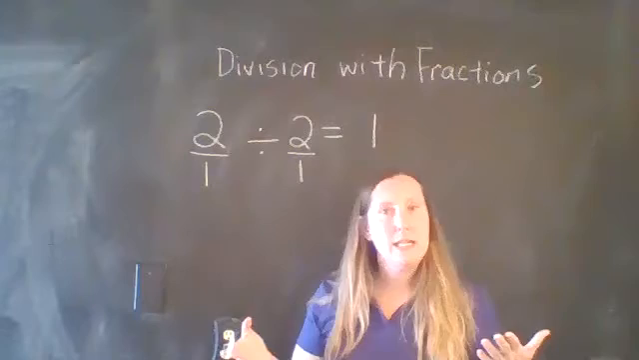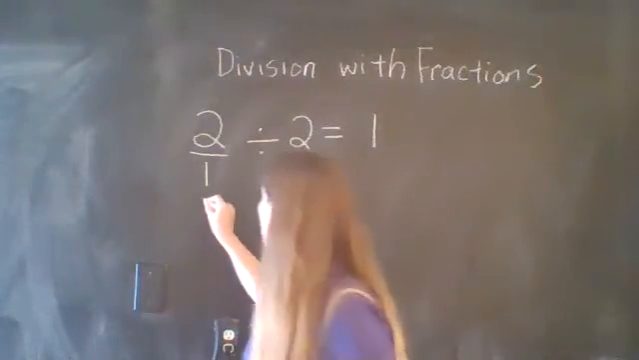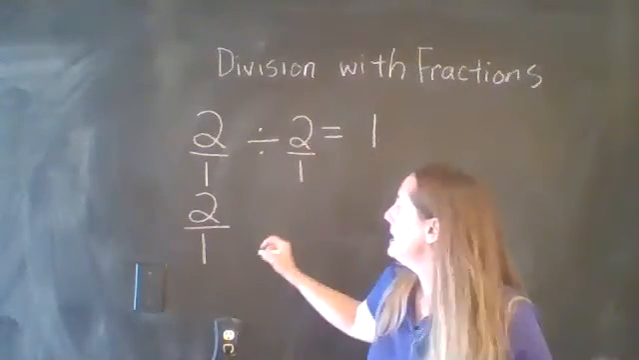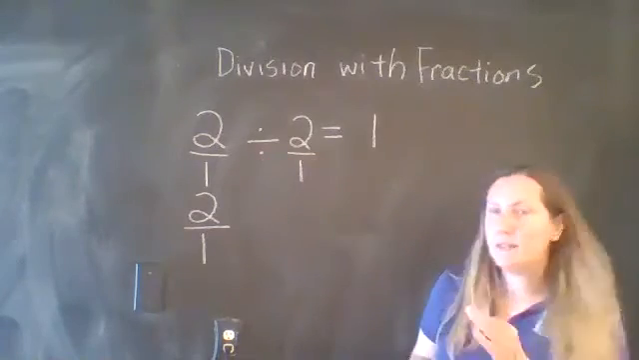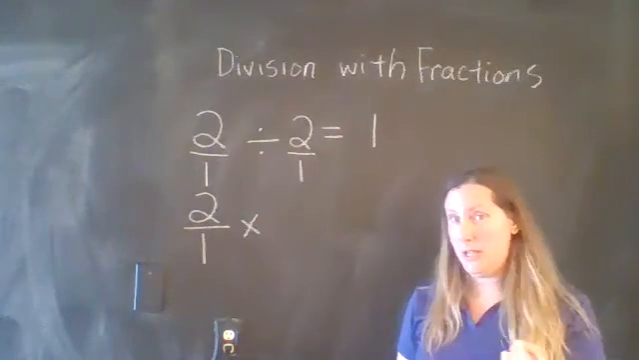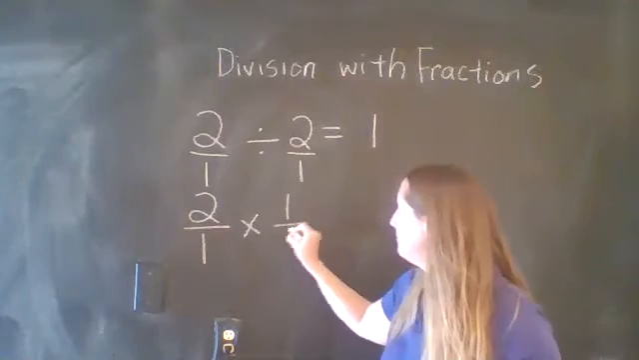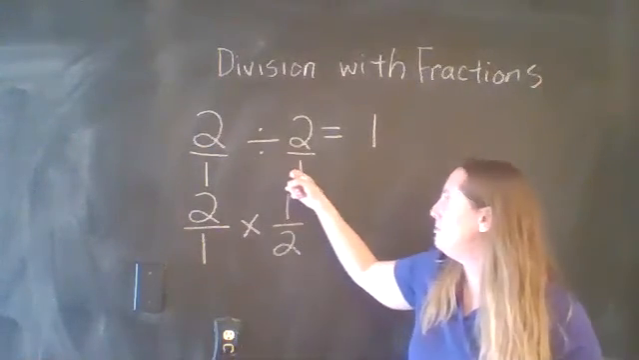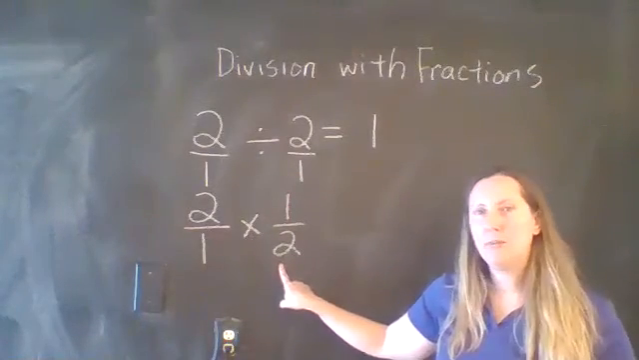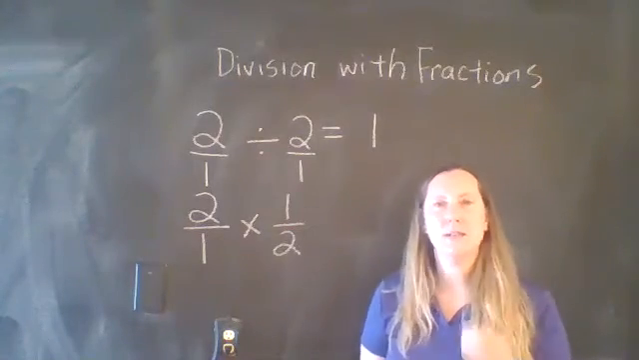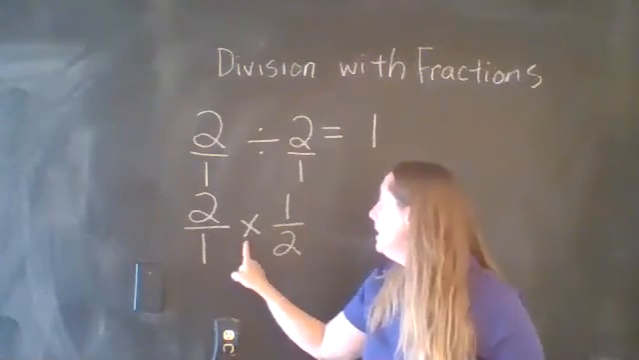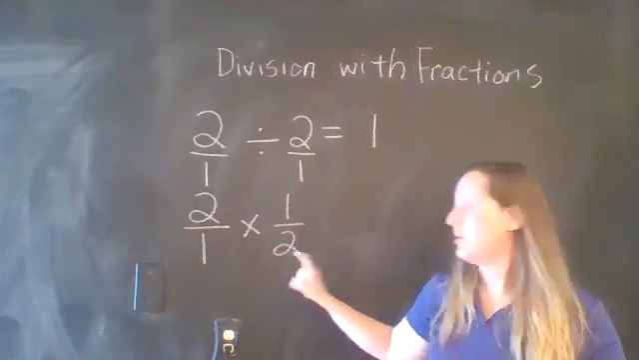Multiplication and division are related because they're inverse operations, right? So 2 divided by 1, if we're dividing this up into 2 parts, is the same thing as multiplying by 1/2, right? Dividing by a fraction is the same thing as multiplying by the reciprocal. I'm going to say that again because it's really important. Dividing by a fraction is the same thing as multiplying by the reciprocal.